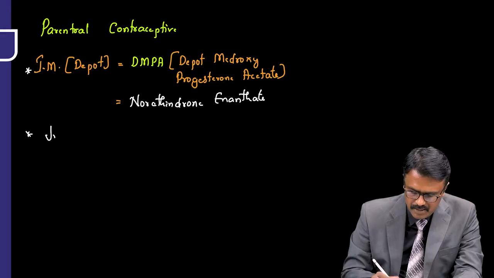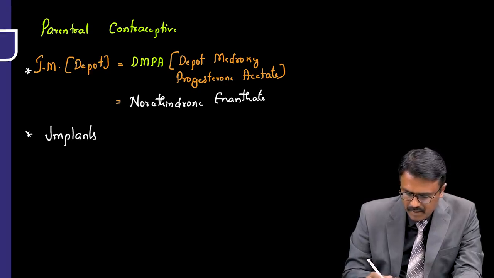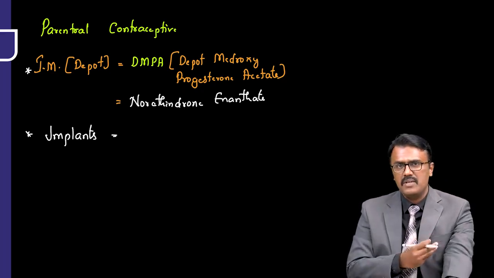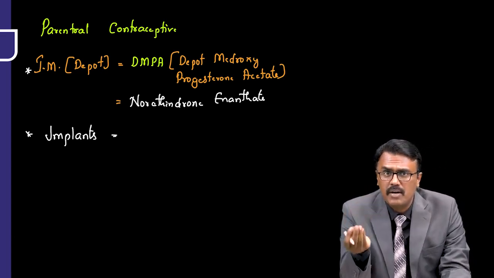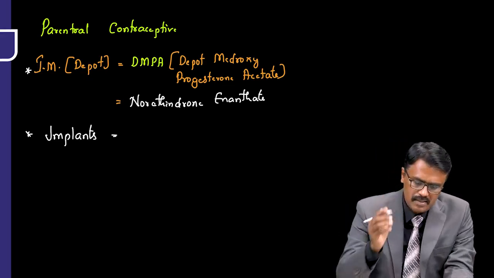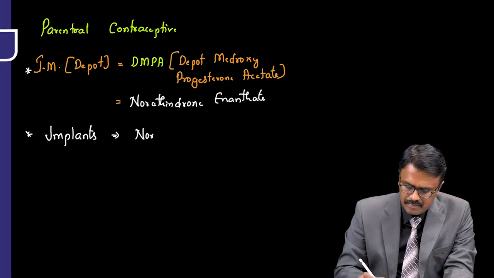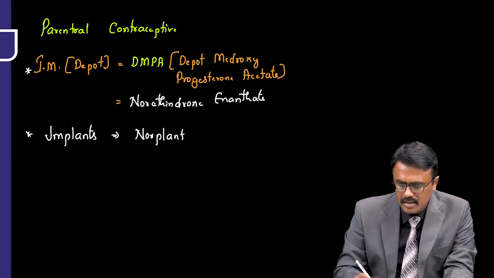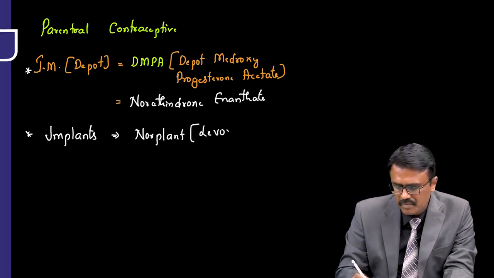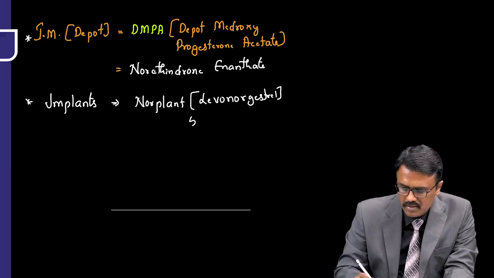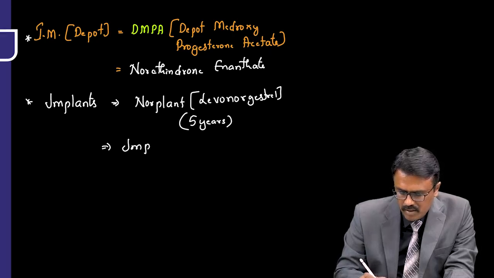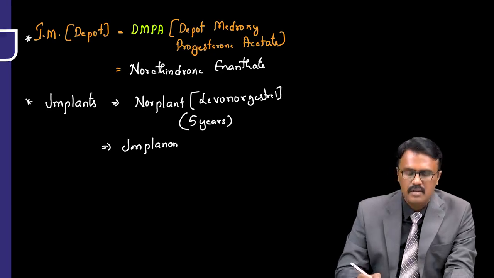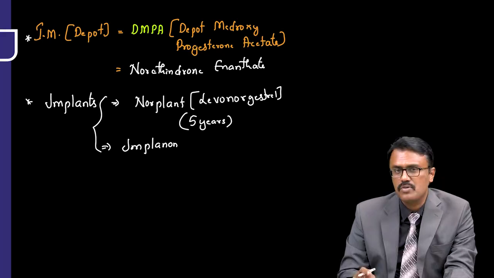Then we use implants. Implants, as the name suggests, are given below the skin. For patients who have difficulty taking it every day, sometimes they may forget, it is very, very useful. An example is Norplant. Norplant contains levonorgestrel, and when you give this implant, it can work up to 5 years. Then we have one more implant called Implanon. So these are the two implants very commonly used.